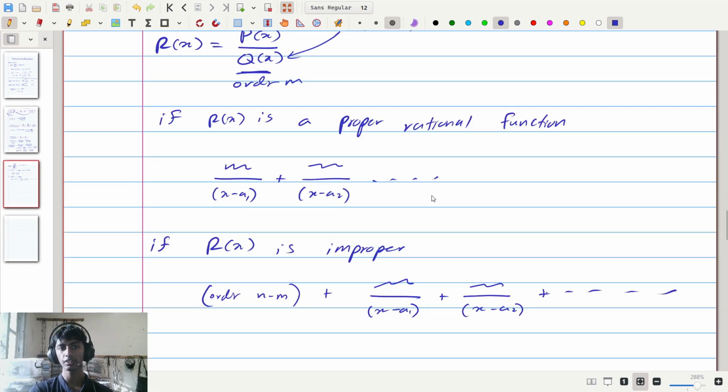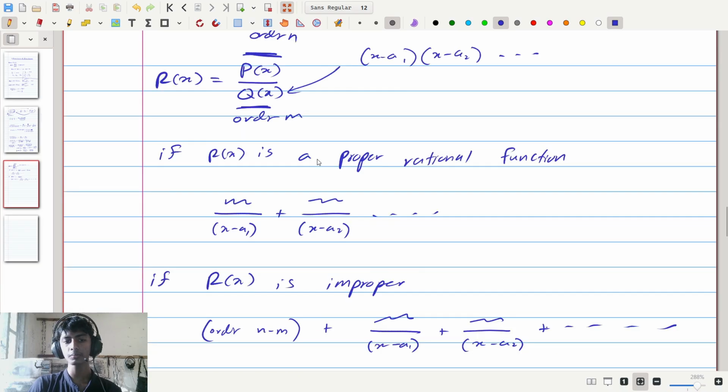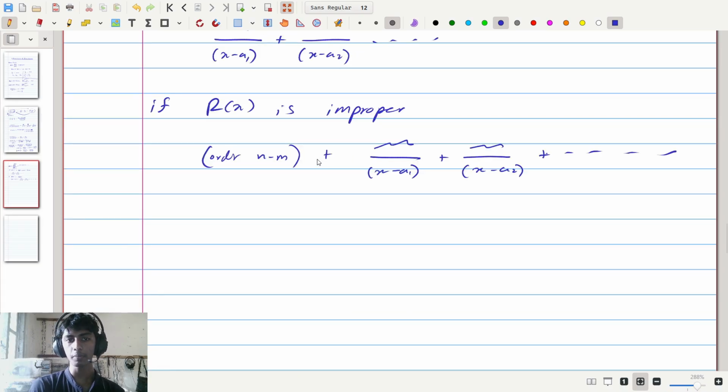So this is the general summary of making partial fractions from proper rational functions and improper rational functions. For proper rational functions, it would be possible for us to have only something divided by x minus a1 plus something divided by x minus a2 all the way down for all the possible factors of the denominator. However, if Rx is improper, then we would have some polynomial part that is not a rational function, is just a polynomial, plus a bunch of rational parts where we would have something divided by x minus a1, something divided by x minus a2 all the way down.